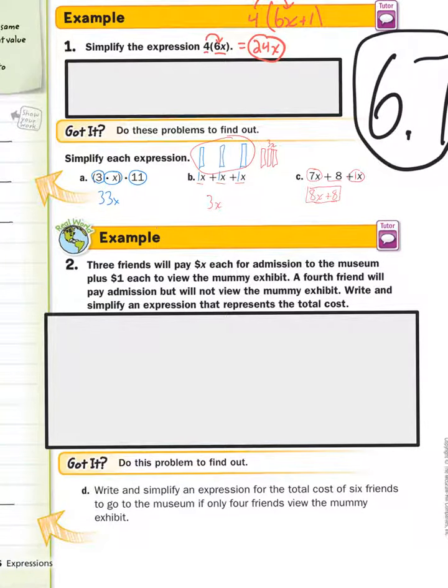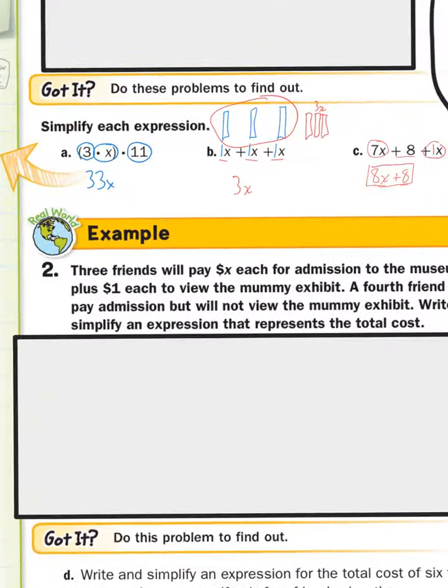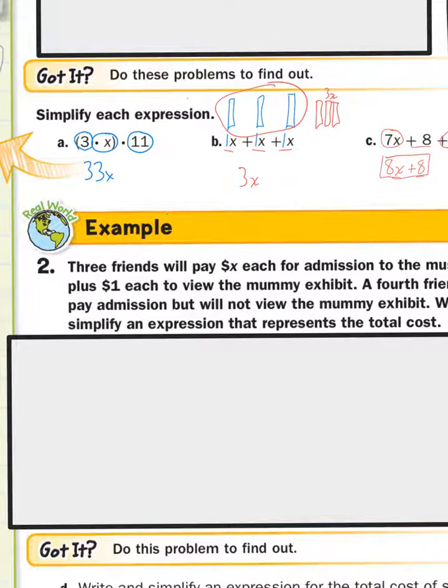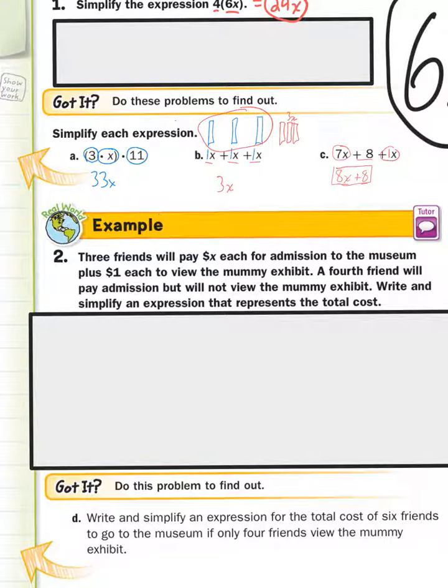So as I go through it, I'm going to circle some of the important things. It says, 3 friends will pay X dollars for each admission to the museum, plus $1 each to view the mummy exhibit. A 4th friend will pay admission, but will not view the mummy exhibit. Write and simplify an expression that represents the total cost. So remember, it costs X dollars to get admission to the museum and $1 to view the mummy exhibit, right? Now, also remember that 3 of those friends are paying for that.